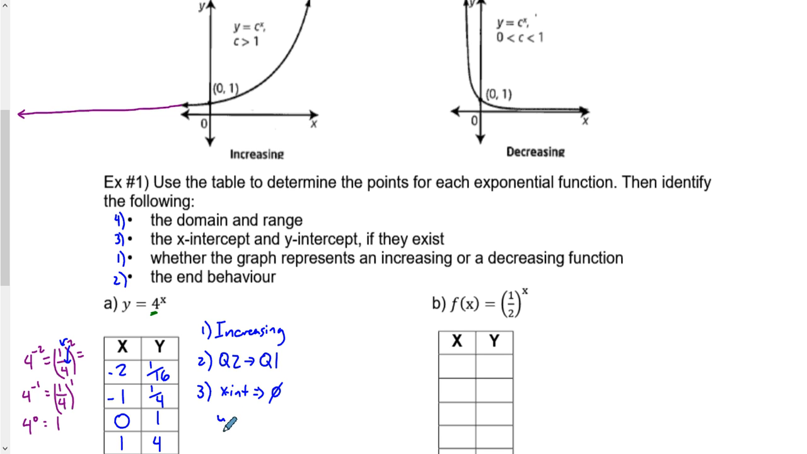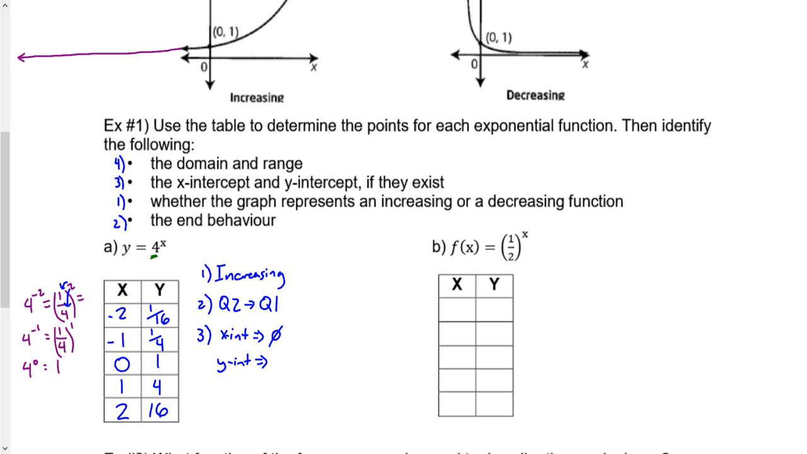What is our y-intercept? Well, our y-intercept happens when x equals 0. That's literally the definition of the y-intercept, is when x equals 0. And if our x equals 0 here, y value is 1.